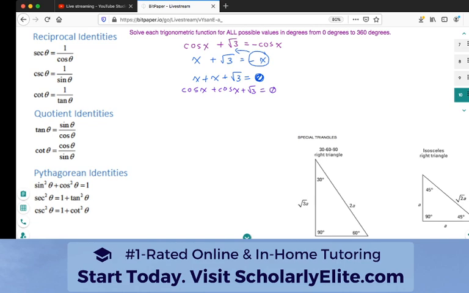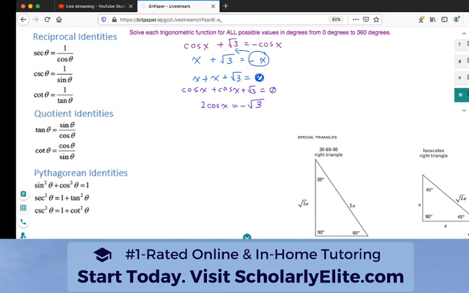So you guys, what's going to happen now is I'm going to move the positive root 3 over to the other side of the equation, because like I said, we want the unknown identity on this side and numbers on the other side. And I'm going to group together these two identities, cos and cos. It's going to become 2 cos, as you can imagine. And on this side, it's going to be negative root 3.